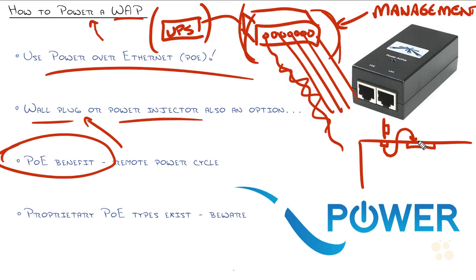Usually if you talk to the business owner and you say, hey, we've got 2 WAPs and I've got to run electrical cable, and it's going to look nasty, it'll more than justify the expense of buying a PoE switch.